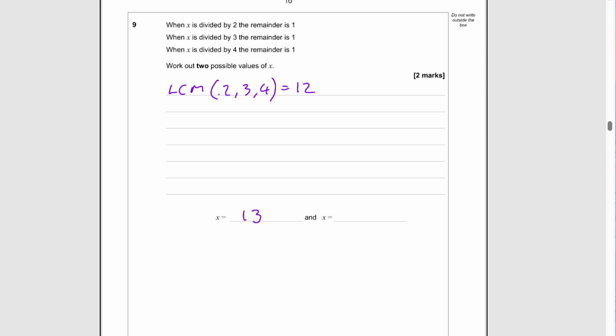Another common multiple, any multiple of 12, sorry. Our next one would be 1 more than 24, so 25. Could carry on. 1 more than 36, so 37. 1 more than 48, so 49. Any of those would be absolutely fine. I've gone for the lowest 2 though.